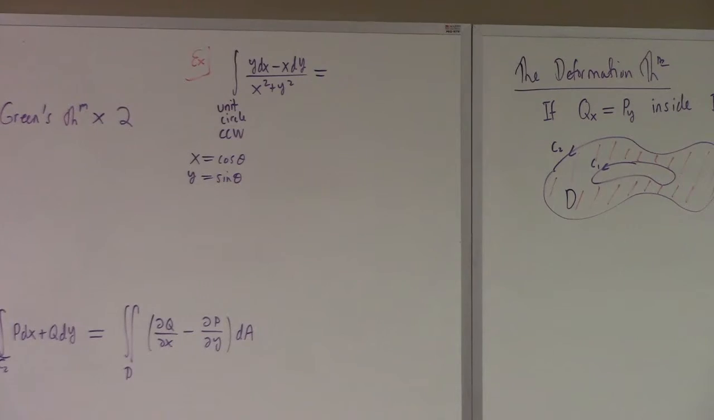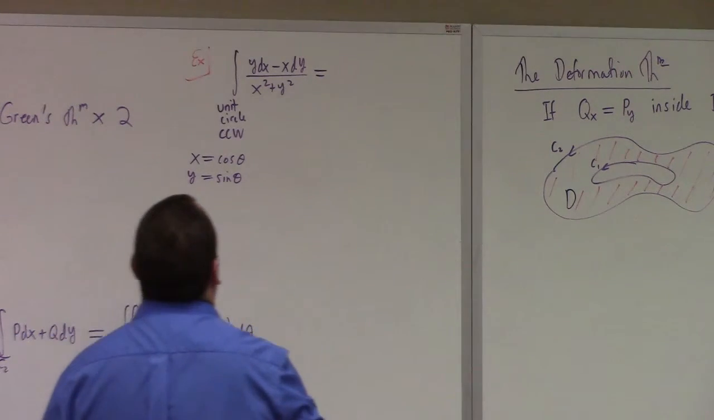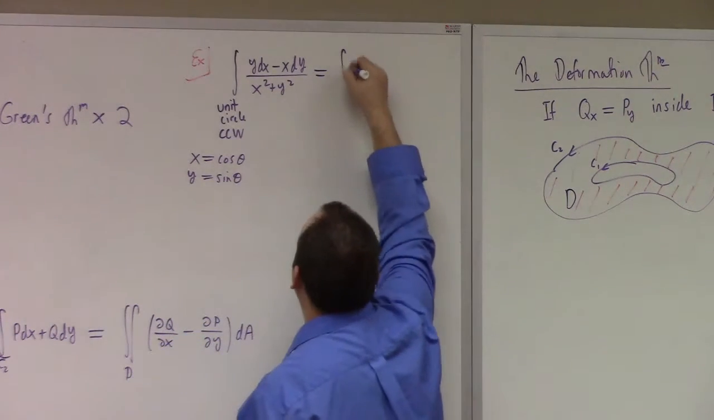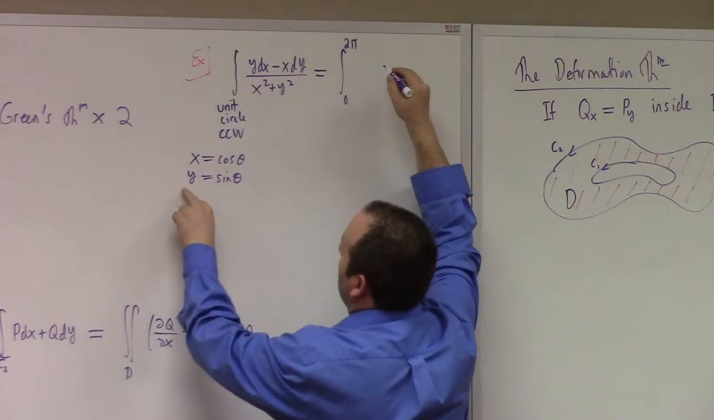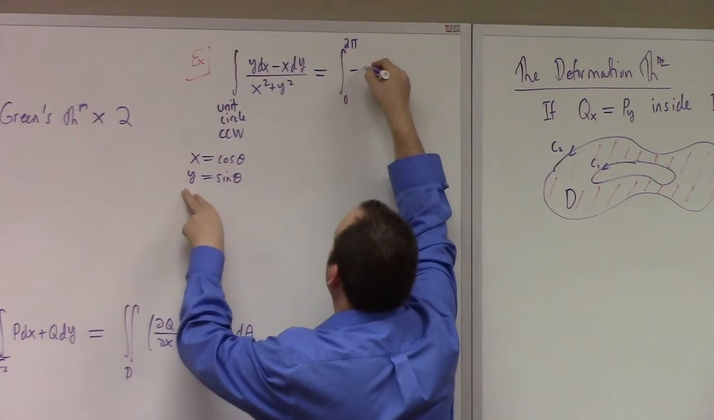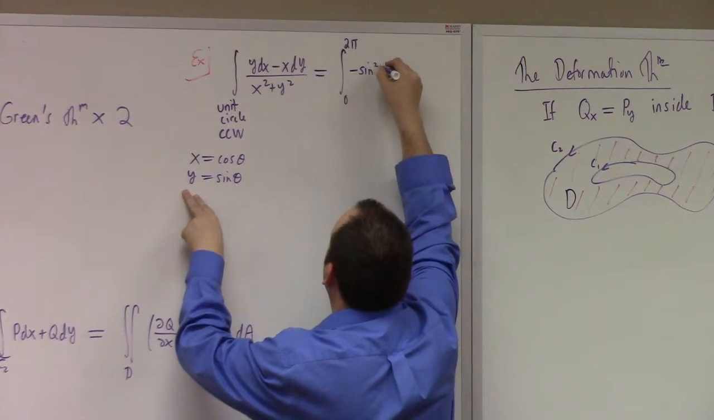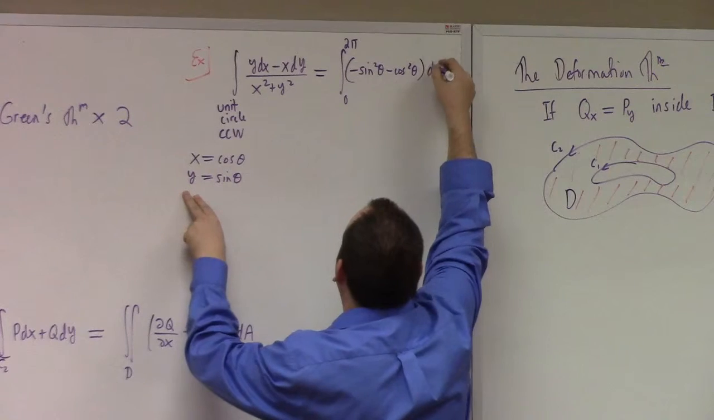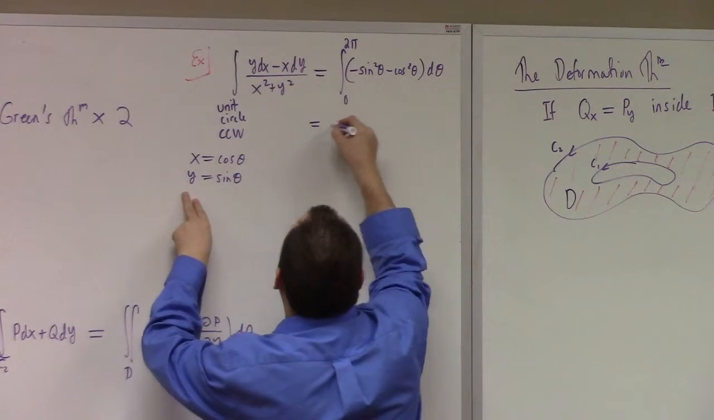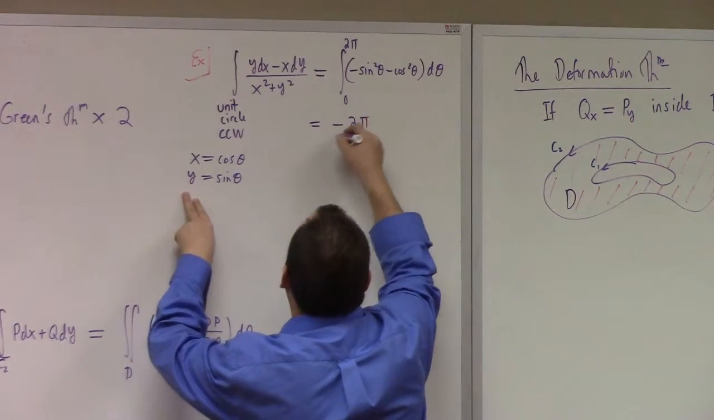Bottom half then cancels itself out. Yeah, bottom half's just 1. And we're left with the integral from 0 to 2 pi. Let's see, I get minus sine squared theta minus cosine squared theta. I think I put a minus in from what I usually like to do. So I get minus 2 pi, right?